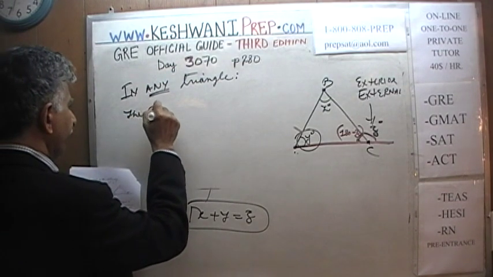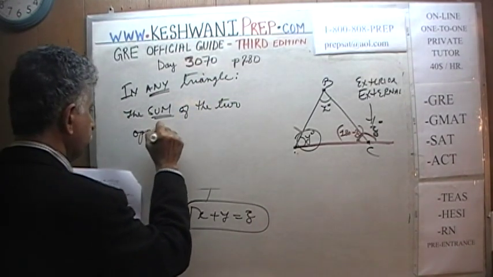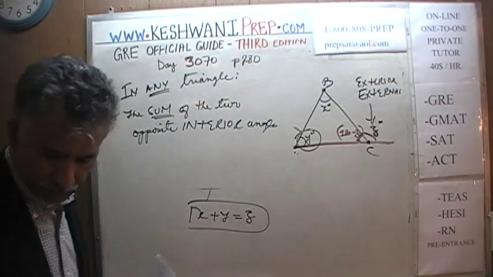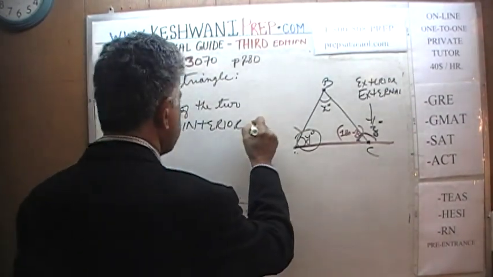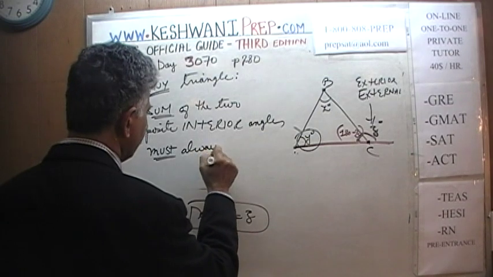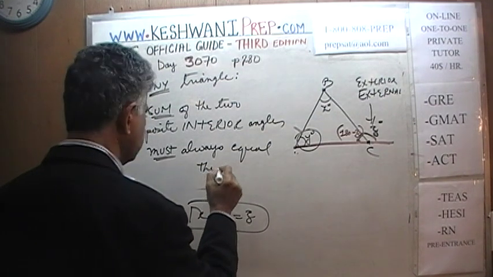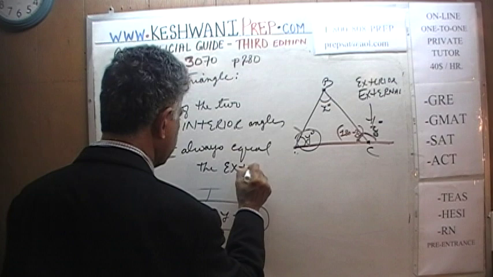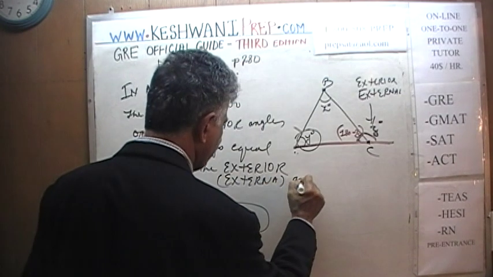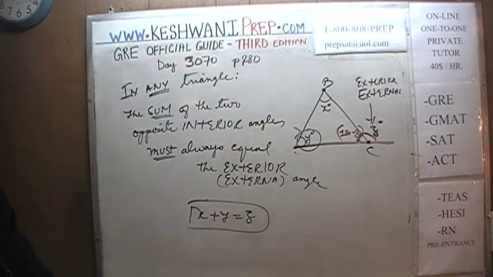the sum, S-U-M sum, of the two opposite interior angles must always equal the exterior angle, or as you like, sometimes it's called external angle. You see? That's all.